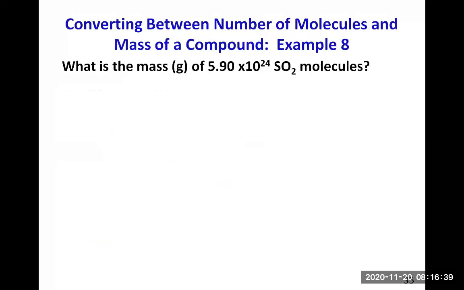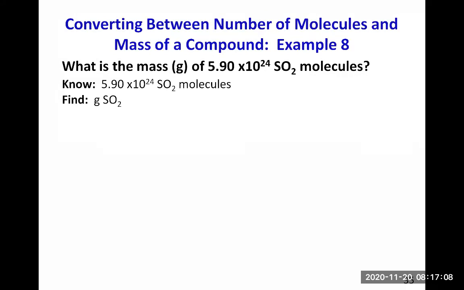Let's go through another example where we will convert between moles, number of molecules, and the mass of a compound. The question is, what is the mass in grams of 5.90 times 10 to the 24th SO2 molecules? So we are given this number of SO2 molecules, a large number, 10 to the 24th. We need to find the mass in grams of the SO2.